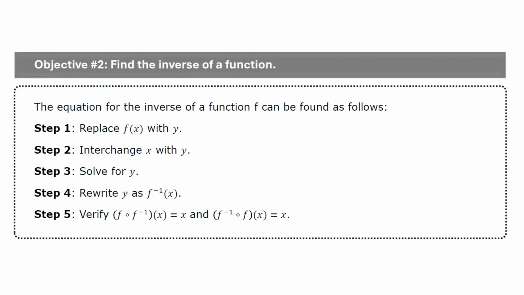Objective 2. Find the inverse of a function. So we know how to check whether two functions are inverses, but now we need to look at how we actually find the inverse of a function. So the equation for the inverse of a function f can be found as follows. For step 1, we are going to replace f of x with y. Step 2, we'll interchange x with y. Step 3, we'll then solve for y. Step 4, we'll rewrite y as the inverse of f of x.